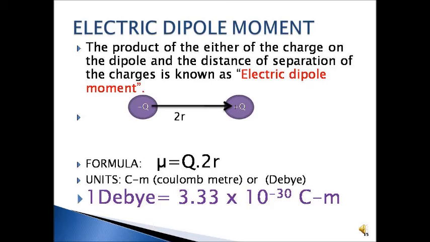Electric dipole moment. The product of either of the charges on the dipole and the distance of separation of the charges is known as electric dipole moment. The direction of dipole moment is always from negative to positive charge. It is denoted by mu. Therefore, mu is equal to q into 2r, where q is the charge of the dipole and 2r is the distance of separation between the charges. Units: coulomb meter or debye. 1 debye is equal to 3.33 into 10 power minus 30 coulomb meter.